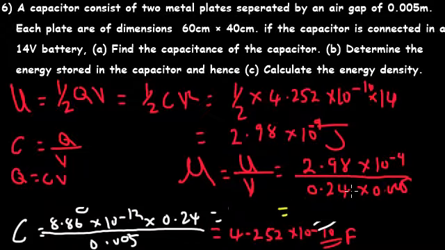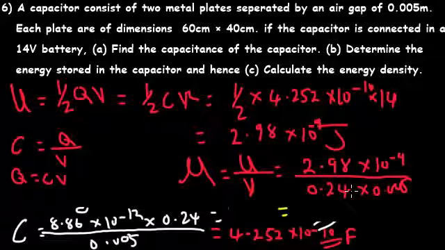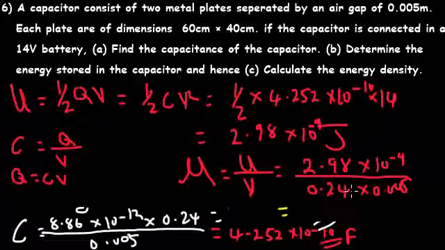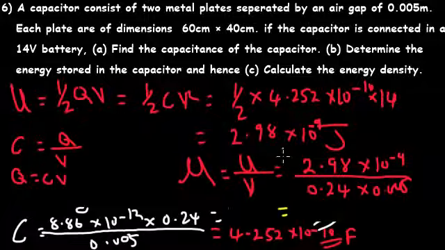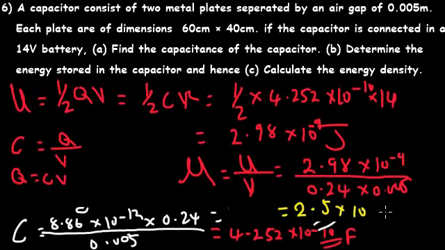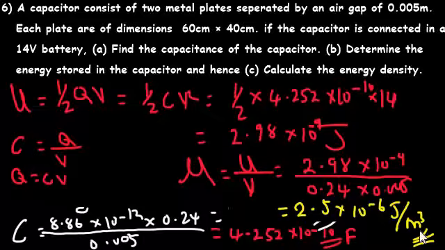Fraction 2.98 times 10 to the power of negative 9 divided by 0.24 times 0.005. Excellent. I got approximately 2.5 times 10 to the power of negative 6. In terms of units, the energy density is measured in joules per meter cubed, since the volume is in meter cubed. So that's our solution to this problem.